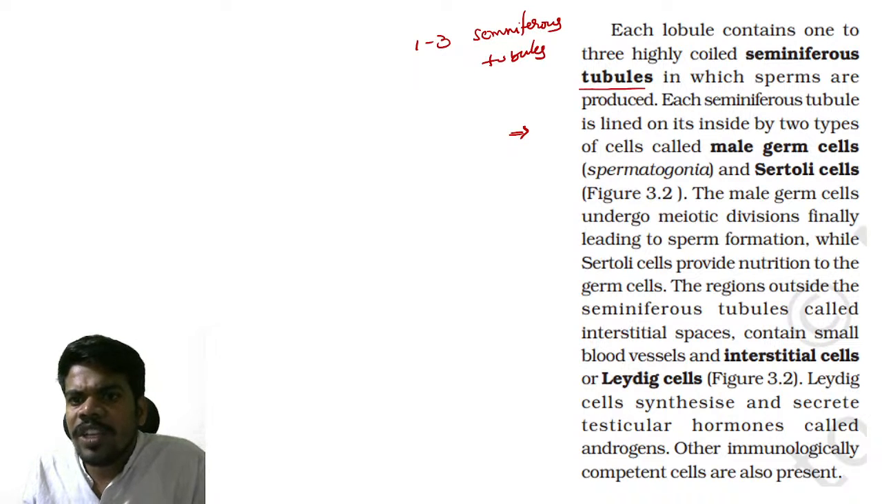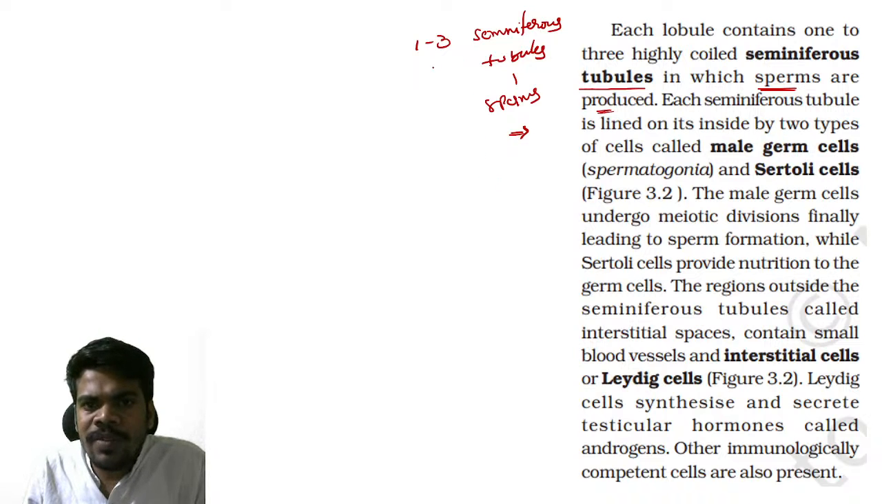Next, in which sperms are produced. Sperms are produced from the seminiferous tubules, which are lined on the inside by 2 types of cells: male germ cells and Sertoli cells. Both are present in the lining.